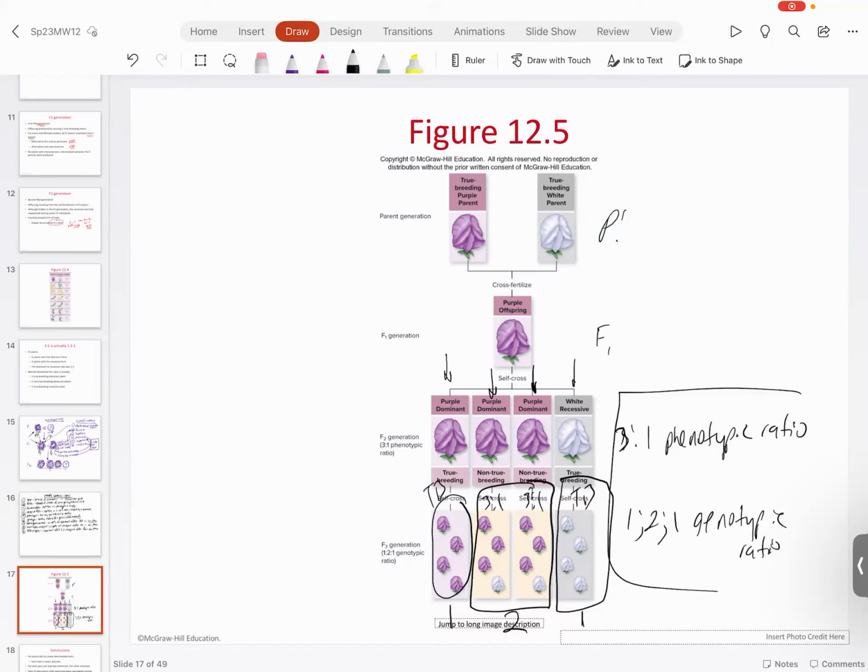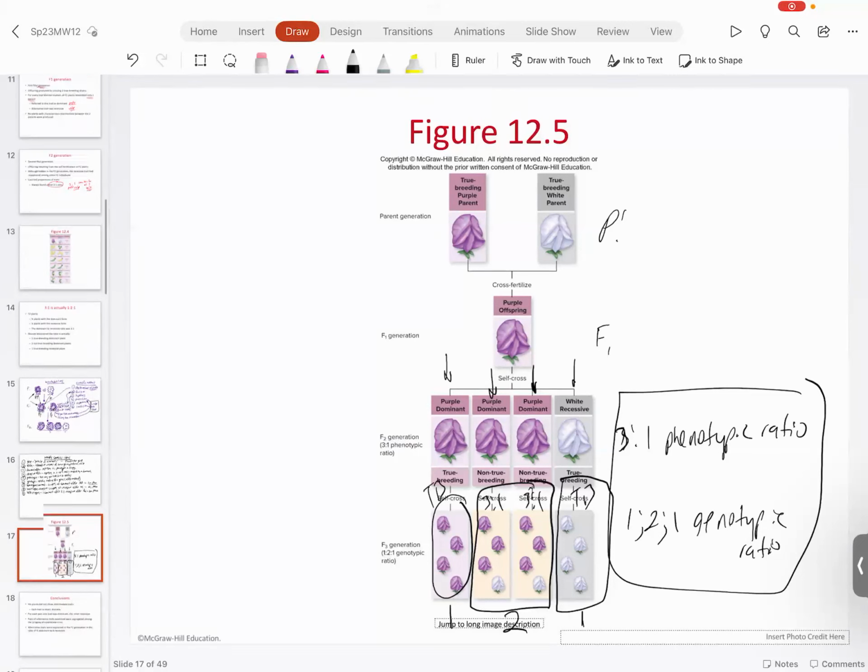So Mendel saw a phenotypic ratio that was different than the genotypic ratio. So for every 1 homozygous dominant, which is all purple, true breeder, you get 2 heterozygotes, which are dominant phenotype but non-true breeders, right? And then 1 homozygous recessive, which is phenotypically white, but a true breeder for white. Make sense?